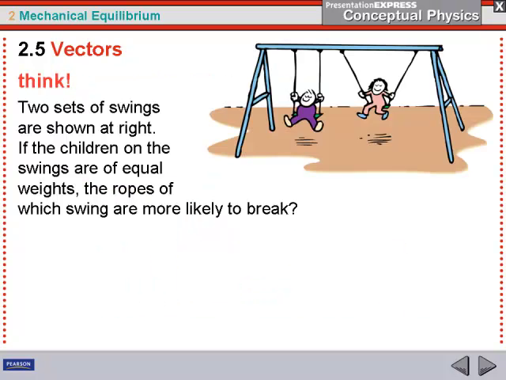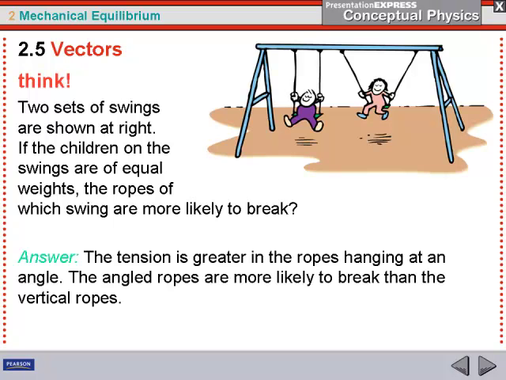Two sets of swings are shown at right. If the children on the swings are of equal weights, the ropes of which swing are more likely to break? Answer. The tension is greater in the ropes hanging at an angle. The angled ropes are more likely to break than the vertical ropes.